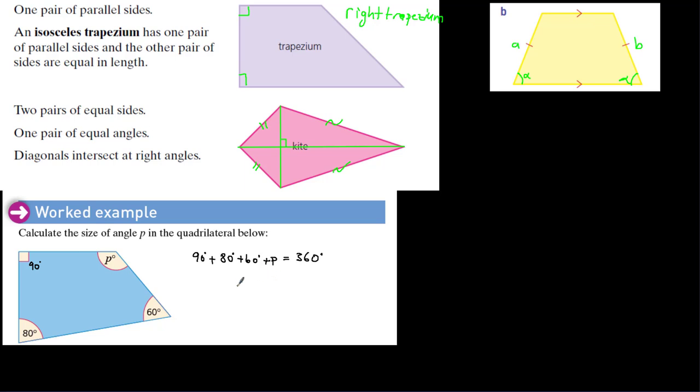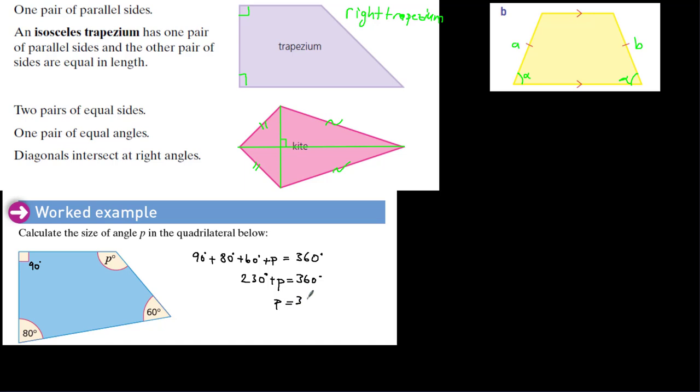While we were solving the triangles, I always sent the numbers to the opposite side, but it's always better to add them here than send them to the other side, or add them and send directly. 90 plus 80 is going to be 170, plus 60, it should be 230. 230 degrees plus p is equal to 360 degrees.